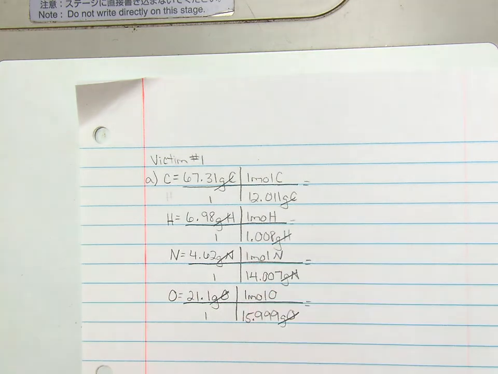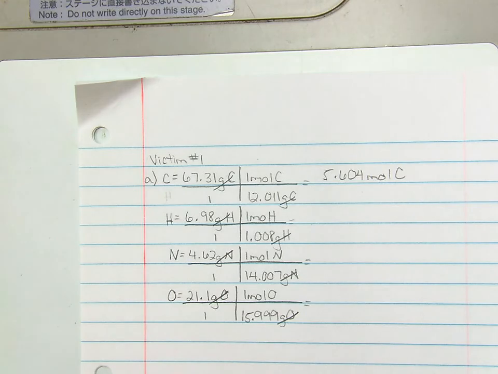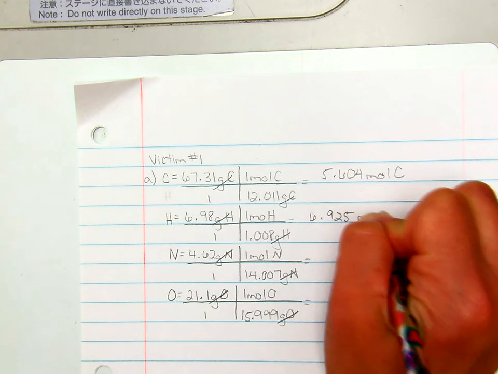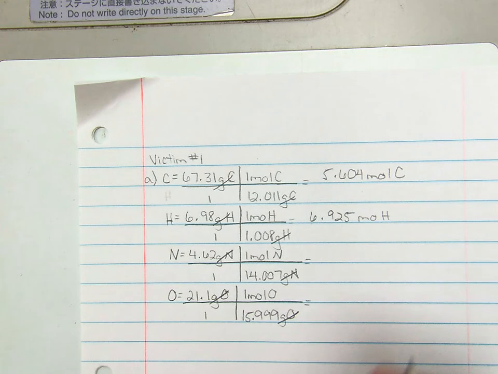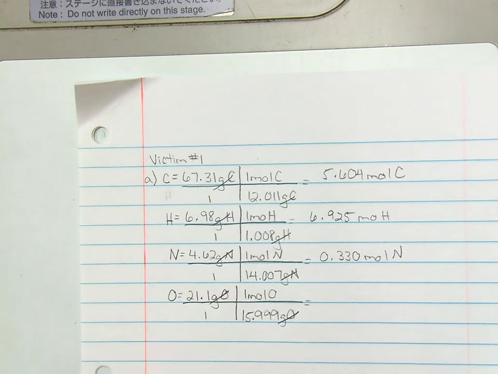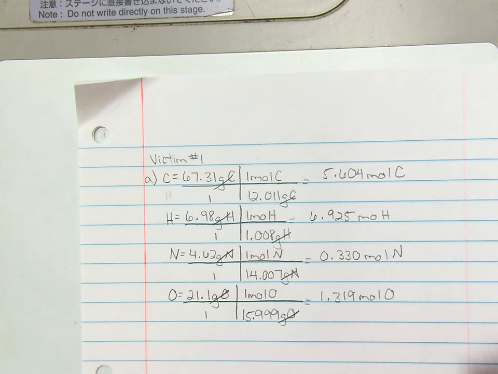And when we do the math, we end up with the amount of moles. So 67.31 divided by 12.011 gives us 5.604 moles of carbon. 6.98 divided by 1.008 is 6.925 moles of H. The next one, 4.62 divided by 14.007, is 0.330 moles of nitrogen. And the last one, 21.1 divided by 15.999, is 1.319 moles of O.